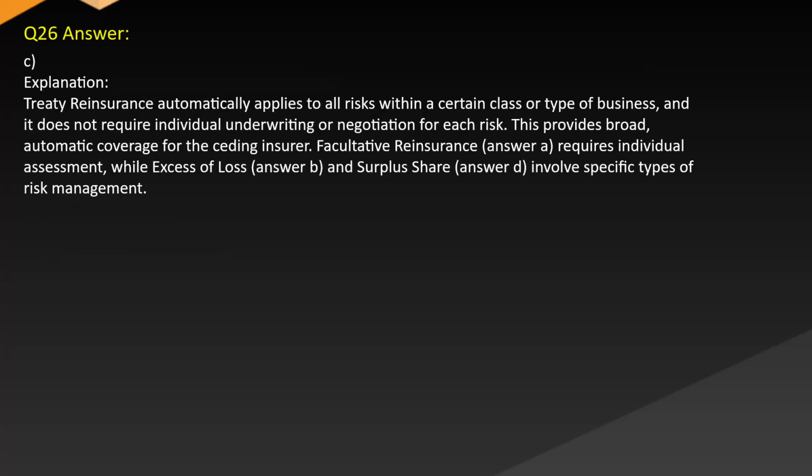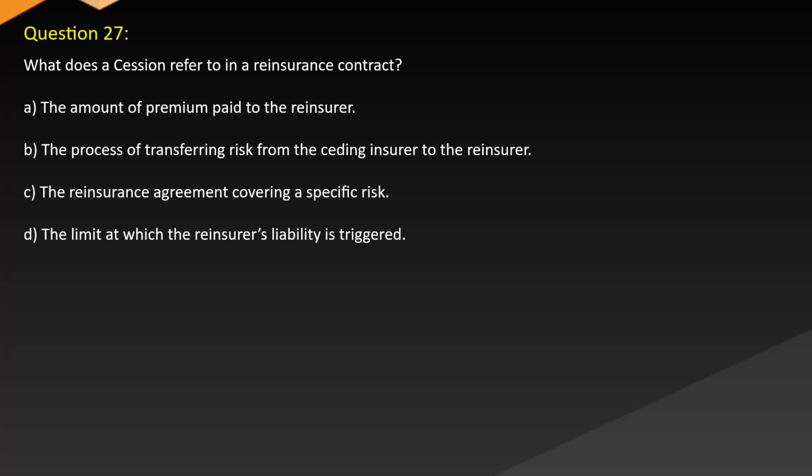Answer. C. Explanation. Treaty reinsurance automatically applies to all risks within a certain class or type of business, and it does not require individual underwriting or negotiation for each risk. This provides broad, automatic coverage for the ceding insurer. Facultative reinsurance, answer A, requires individual assessment, while excess of loss, answer B, and surplus share, answer D, involve specific types of risk management.